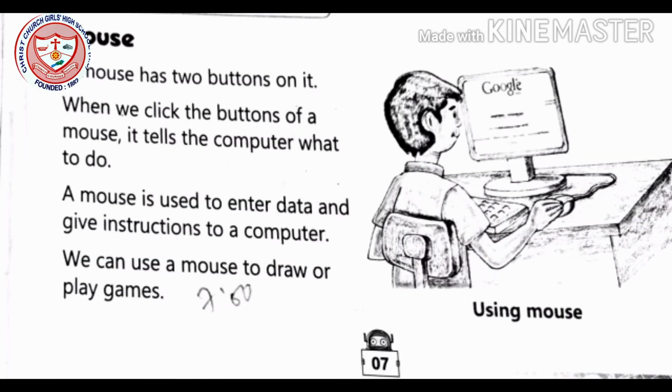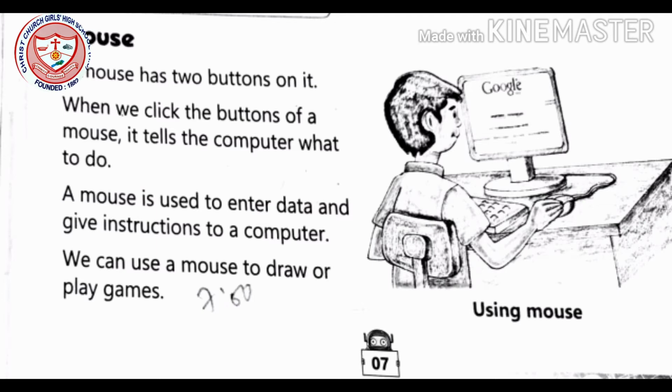Mouse. A mouse has two buttons on it. This is the image of a mouse, as you have already learnt about the mouse in class 1. There are two buttons, the left button and the right button, and one wheel known as the scroll wheel. When we click the buttons of a mouse, it tells the computer what to do.